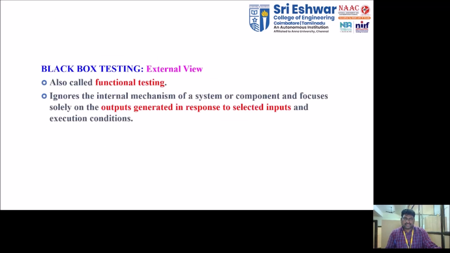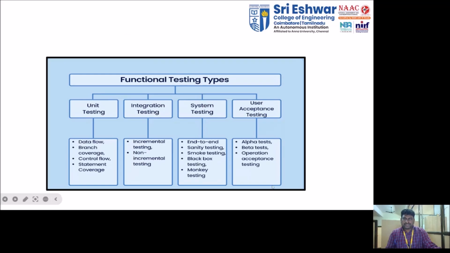Another one, just wait 1 second. The functional testing types are unit testing, integration testing, system testing, and UAT. Okay, so unit testing, we will already discuss in white box testing also: data flow and branch coverage, and the control flow statement and statement coverage.